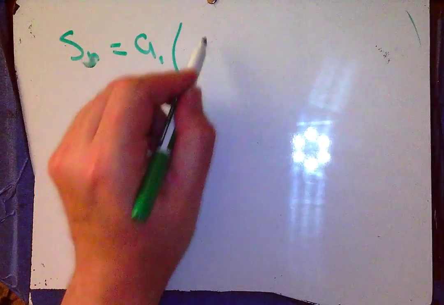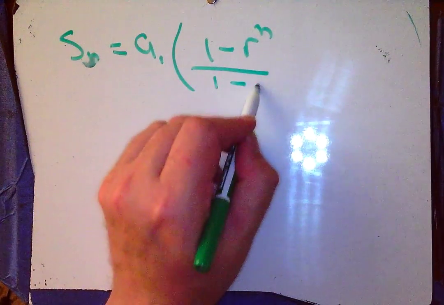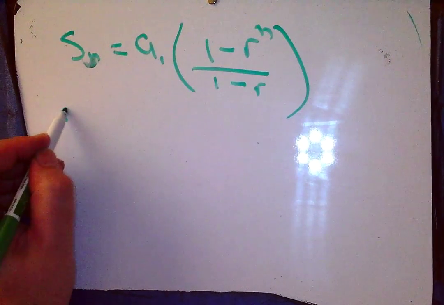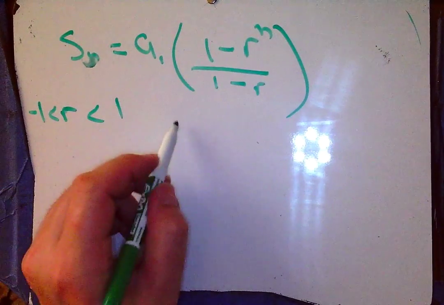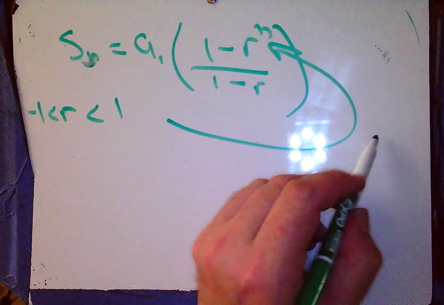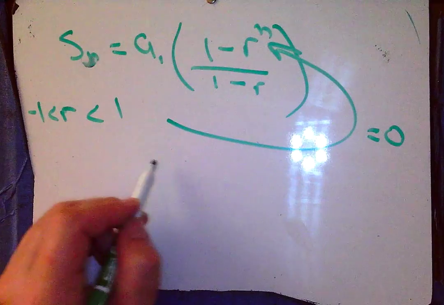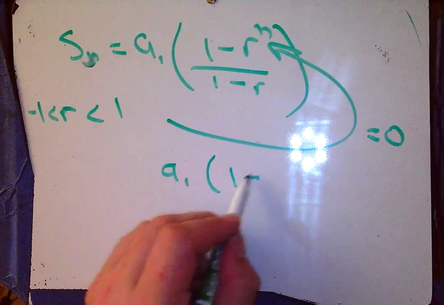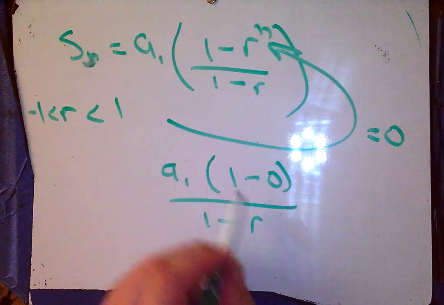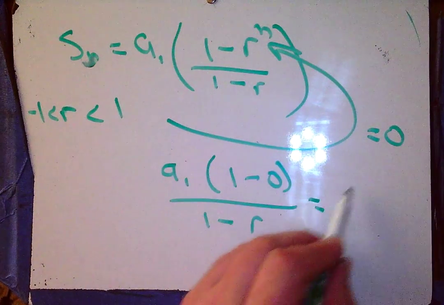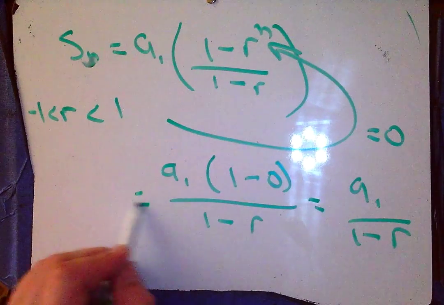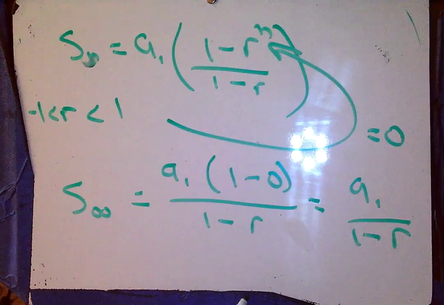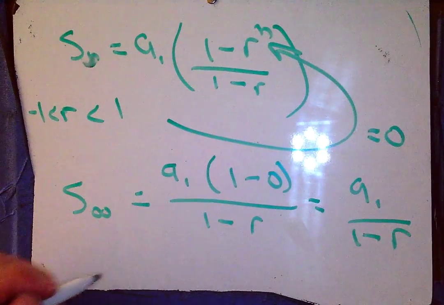In fact, with our infinite sum formula, sum of n, a sub 1, 1 minus r to the n over 1 minus r, when r is between 1 and negative 1, this part here always becomes equal to 0. And so we end up with a sub 1, 1 minus 0 over 1 minus r. 1 minus 0 is 1, and 1 times a sub 1 is a sub 1. And there's our formula for the sum of an infinite number of things in a geometric sequence.